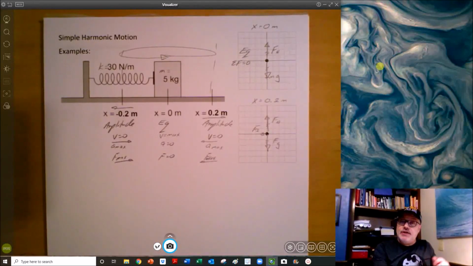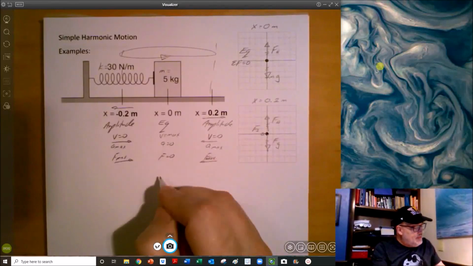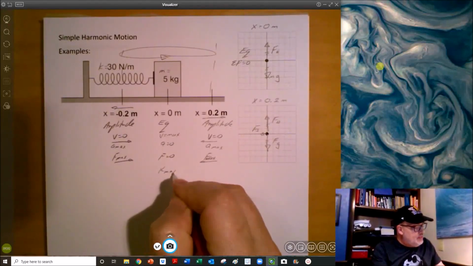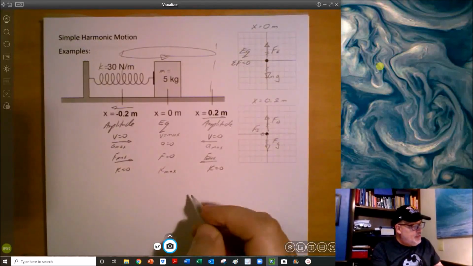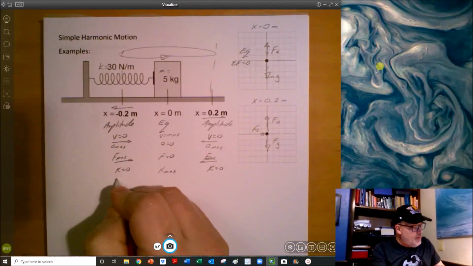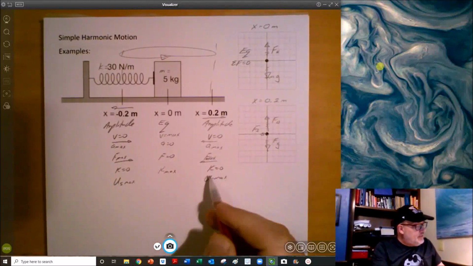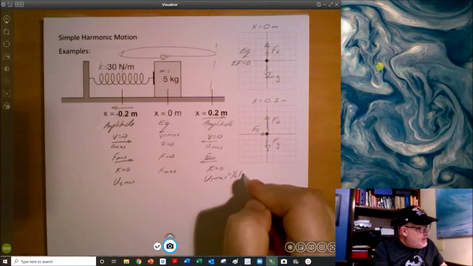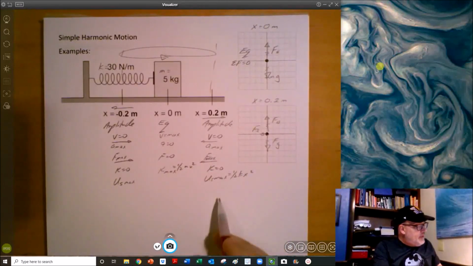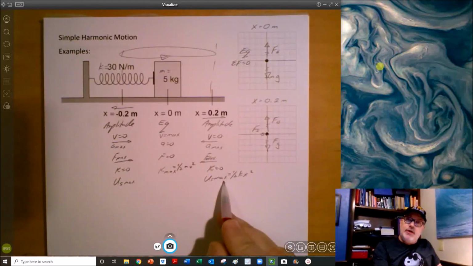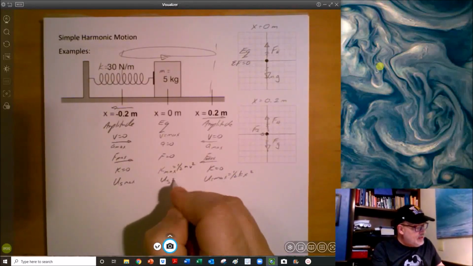Let's talk about the energy now. So in the middle, it has its maximum velocity. So the kinetic energy should be a maximum in the center, and the kinetic energy should be 0 on the ends where it stopped. Conversely, we'll have our maximum spring potential energy on the ends, because remember, this is 1/2 kx squared. This is 1/2 mv squared. And this is where we have our maximum displacement, so we should have our maximum potential energy on the ends, and we should have 0 potential energy in the middle.